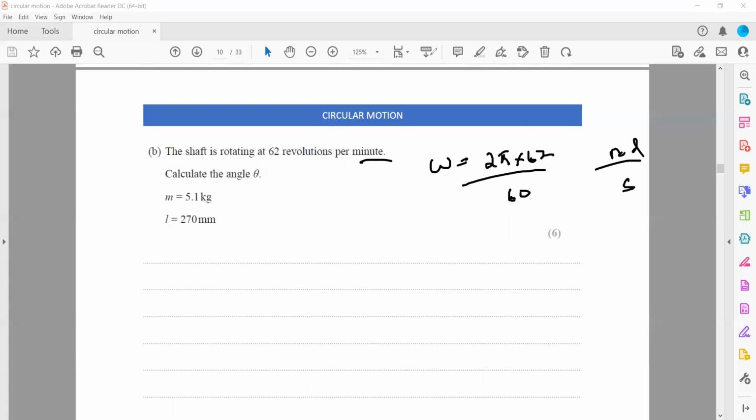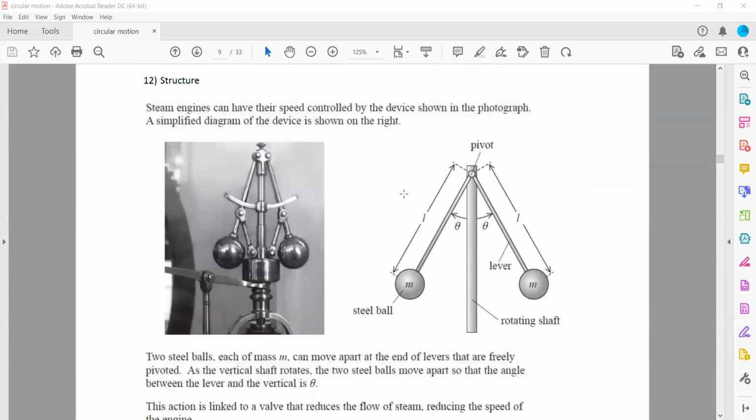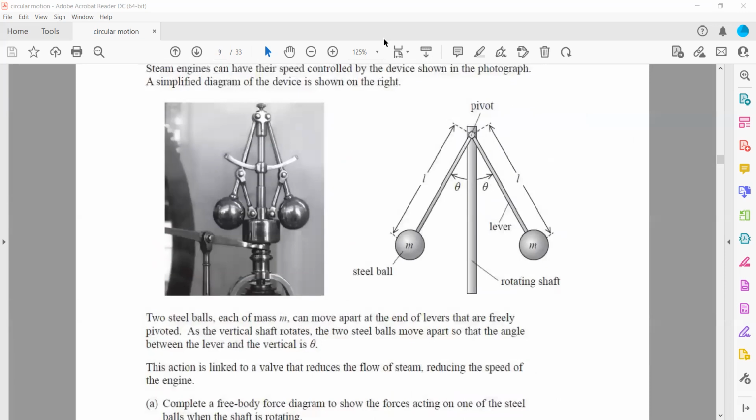Now, when an object is moving in a circular path, the centripetal force is equal to mv squared over r, or mr omega squared. So we have the m, the mass of the ball. What about the radius? How to work out the radius? We need the radius of the circular path. So how to work out the radius of a circular path? Like this is r.